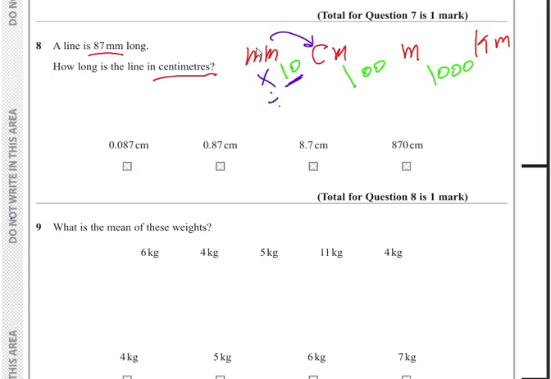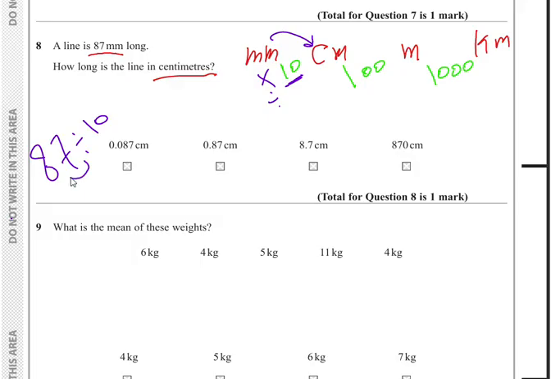Now the case here is multiplying or dividing. So from small to big, you're dividing. If you're going from big to small, from centimeters to millimeters, you are multiplying. So now from 87 millimeters to centimeters, small to big, that means we're going to divide. So I'm going to divide 87 by 10 because that's the number in between. Okay, divide it by 10.